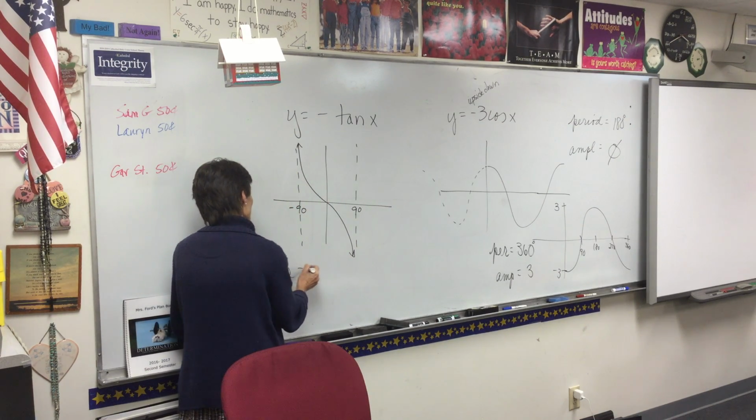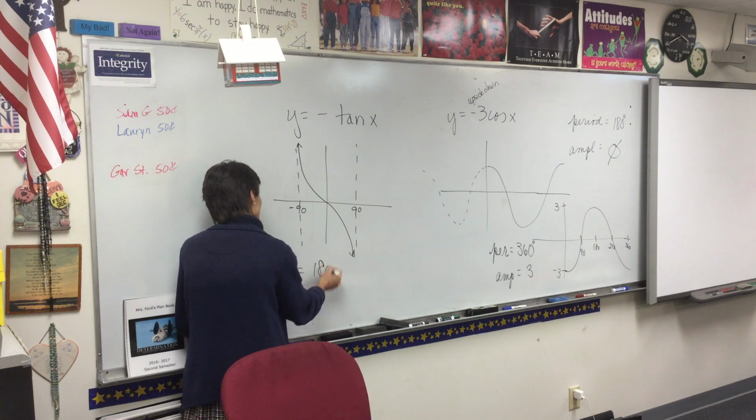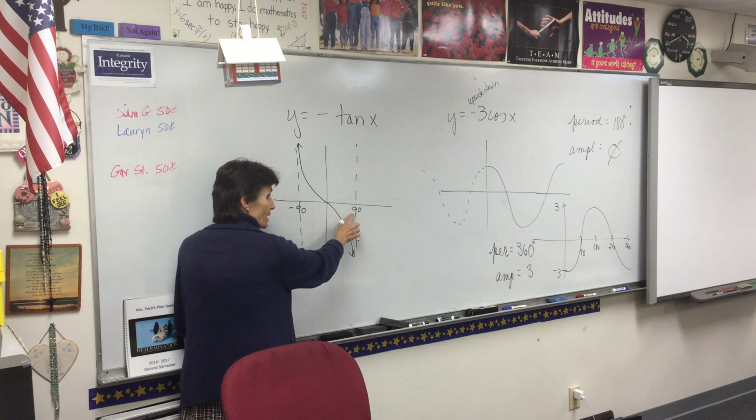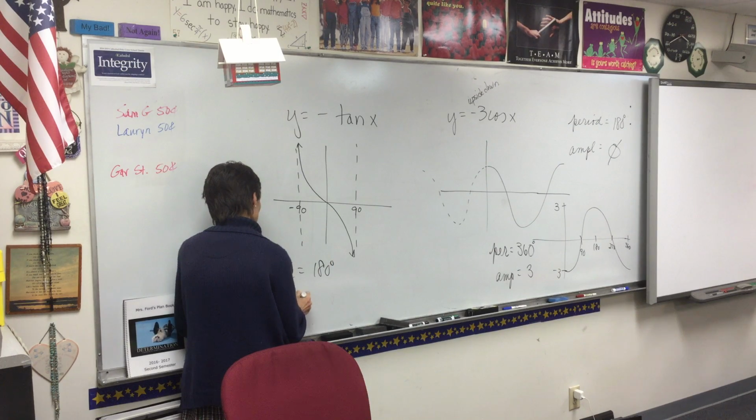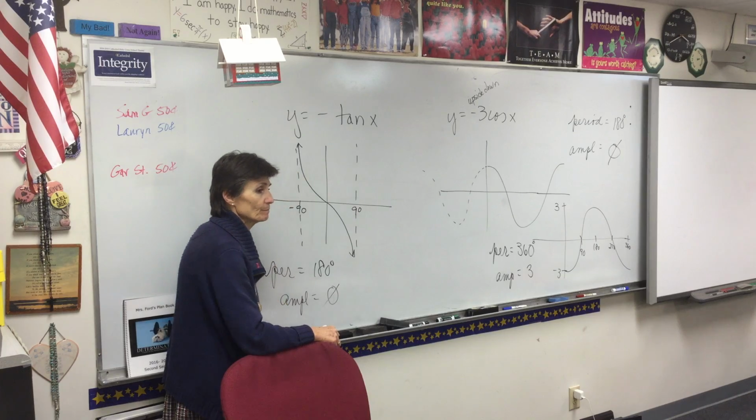What's my period? 180. That's how far from -90 to 90. That's 180. What's my amplitude? Undefined. There isn't one. There isn't an amplitude.